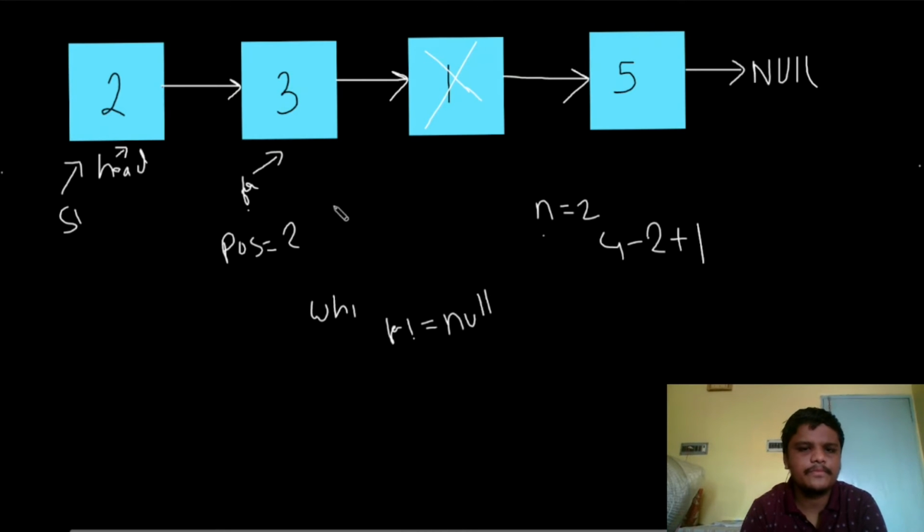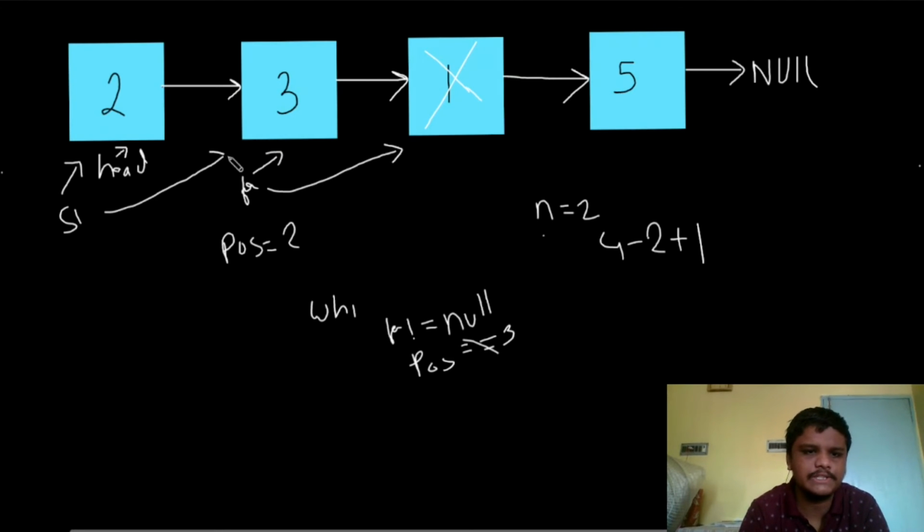Now we're going to check whether this pos is equal to 3 or not. We got this 3 from here, that is 4 minus 2 plus 1. Now you know that pos is currently at 2, so it is not equal to 3, so this condition will be false. Now we are going to move this first pointer to this node, while this slow pointer will be pointing to the next node, that is 3.